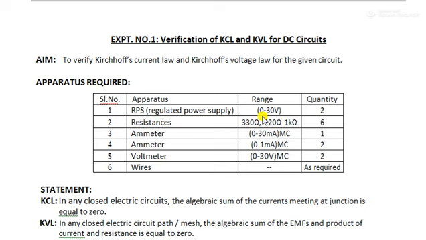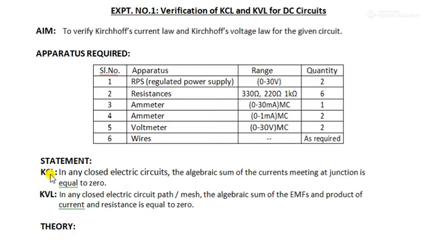RPS 0 to 30 volts, 2 resistances 330 ohm, 220 ohm, 1 kilo ohm, 6 ammeter 0 to 30 milliamperes, 1 ammeter 0 to 1 milliamperes, 2 voltmeters 0 to 300 volts range, 2, and wires as per the requirement.